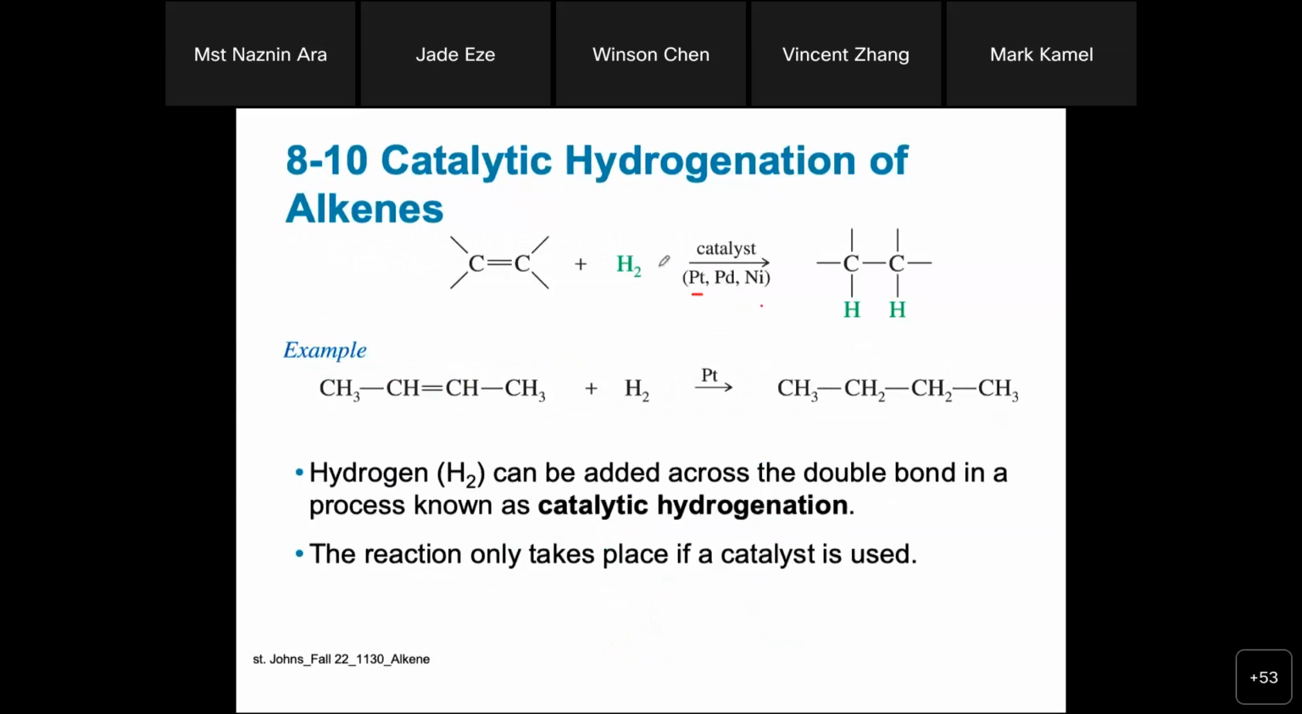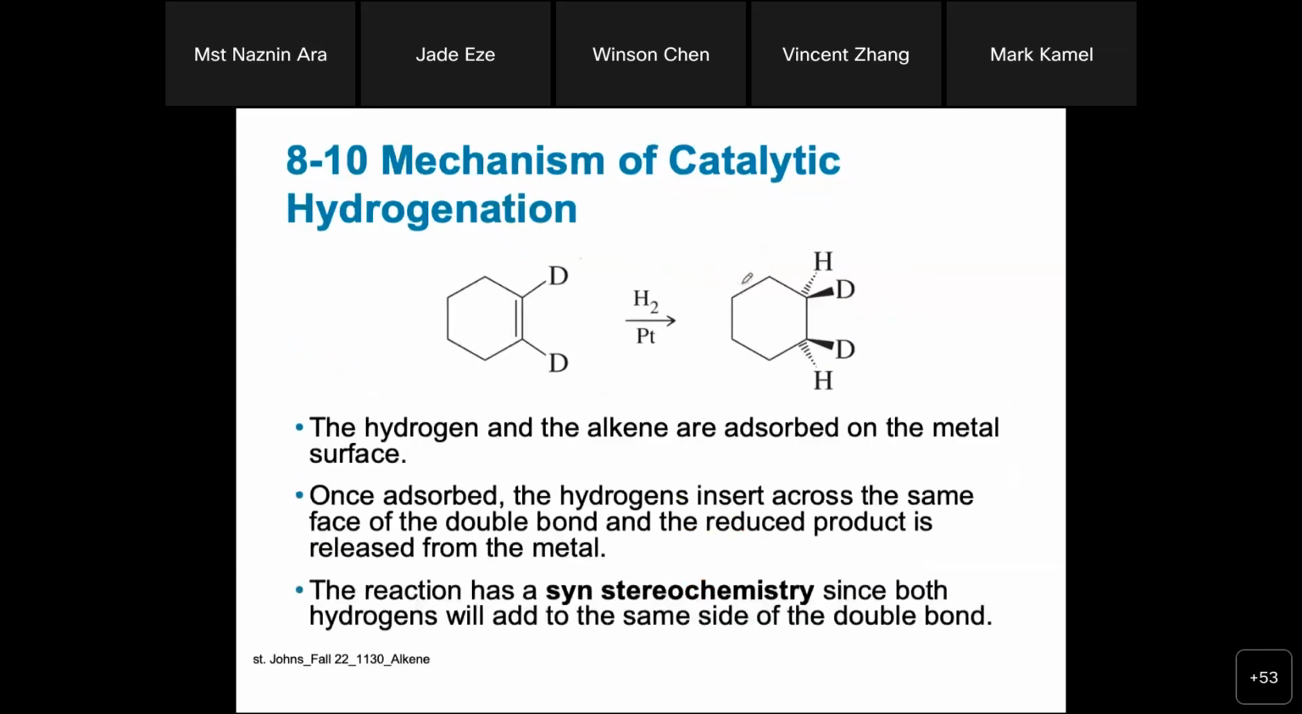What happened? The hydrogen is first adsorbed by this metal, and then the metal inserts into the pi bond and breaks this pi bond, and then the hydrogenation happens. The hydrogen adsorbs on the metal surface and then does the addition. So this is called catalytic hydrogenation. Hydrogen can be added across the double bond in a process known as catalytic hydrogenation. The reaction only takes place if a catalyst is used, because hydrogen cannot do it by itself. Hydrogen first adsorbs on this metal surface.